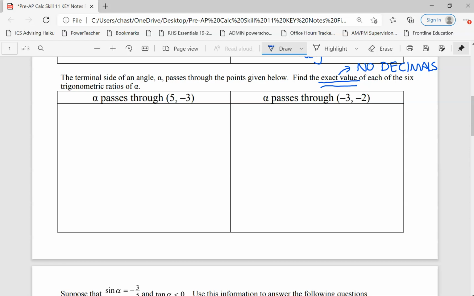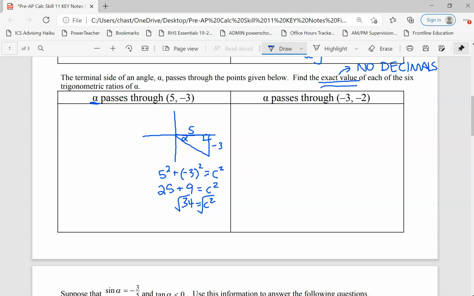If I do this with (5, -3), I'm going to plot that point, 5 over and 3 down. This is the angle alpha. When we look at this, we are going to figure out what the hypotenuse is first. So we use the Pythagorean theorem: 5 squared plus negative 3 squared equals c squared. And we get radical 34 equals c. Now that we know that, we just find our 6 trig ratios.